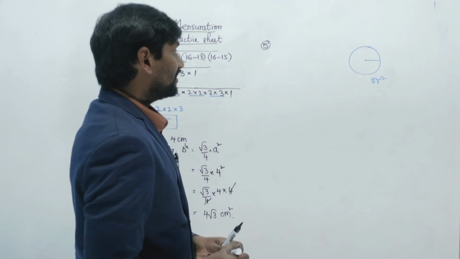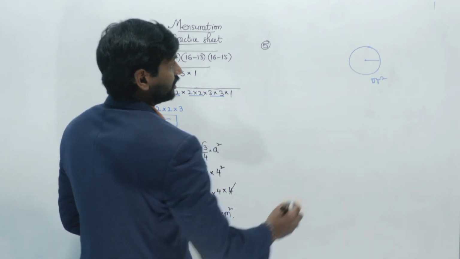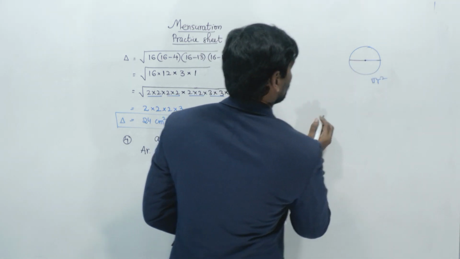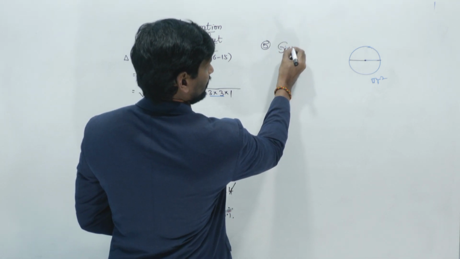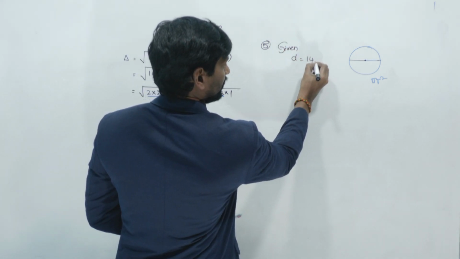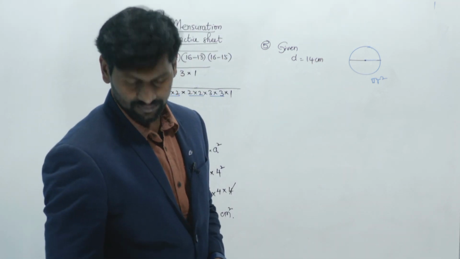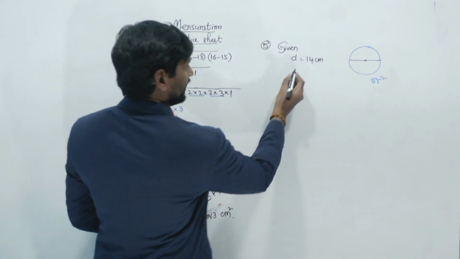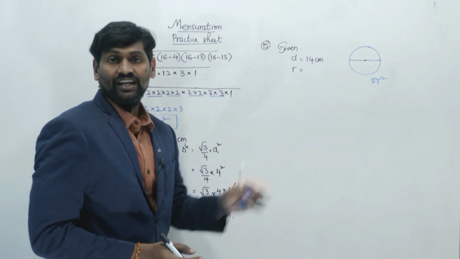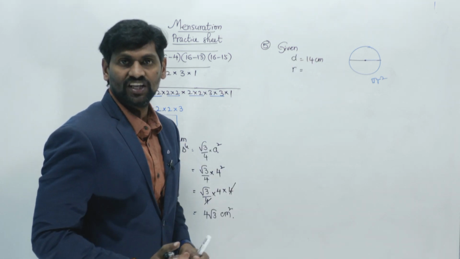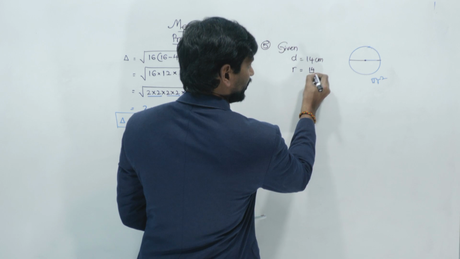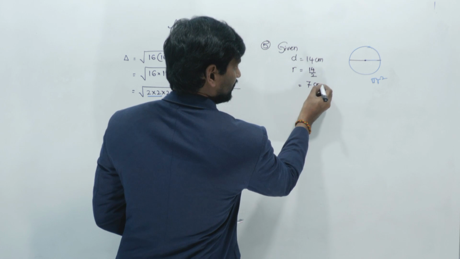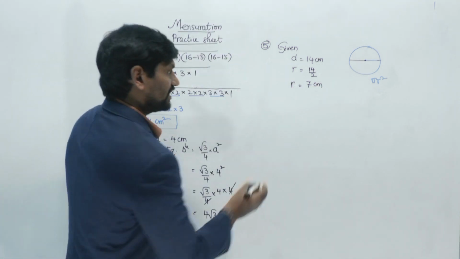Okay? And here the diameter is given. Diameter means 2 times the radius. So we know the value of diameter is 14 centimeters. We should find the area of the circle. Let us try to find the radius. Radius is exactly half of the diameter. Half of the diameter, so 14 by 2. 2 table 14, how many times? 7 times. 7 centimeters. So radius equals 7 centimeter.